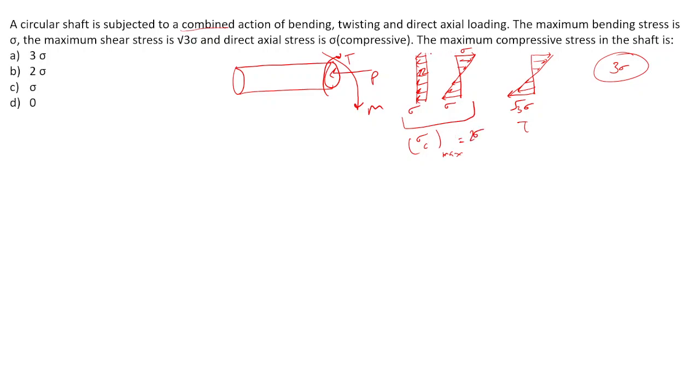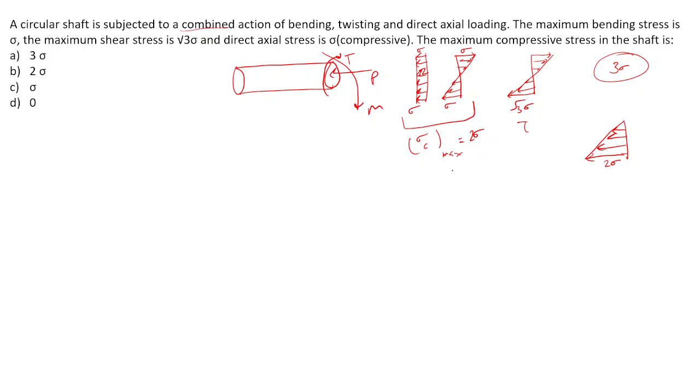Because if you see the combined effect, in the normal stress across the cross section, how would the variation be? Here it is 1 sigma, here is 1 sigma, here tensile, here compressive. So the total variation would be this way, right? This would be the normal stress variation across the cross section, 2 sigma. So now the normal compressive stress is 2 sigma, and this shear stress is root 3 sigma.